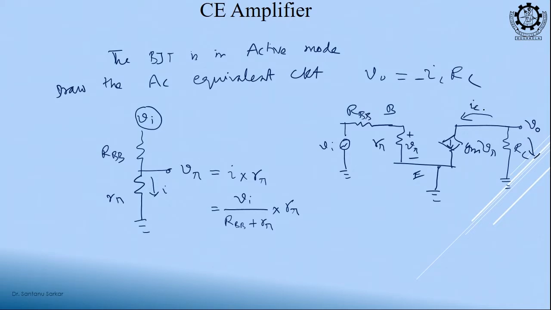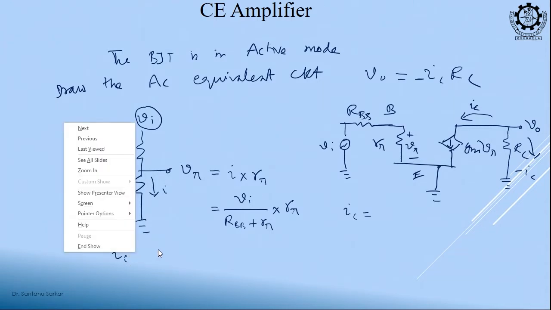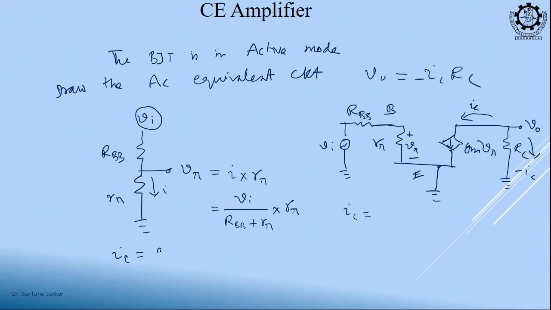Next what I need, this current and this current. So, if this is IC, this is minus IC. So, just find out IC, IC is equal to this current. What is IC? So, let us write IC is equal to Gm into V pi. What is V pi? This equation. IC is equal to Gm, in place of V pi I will write this Vi R pi by RBB plus R pi. Okay.